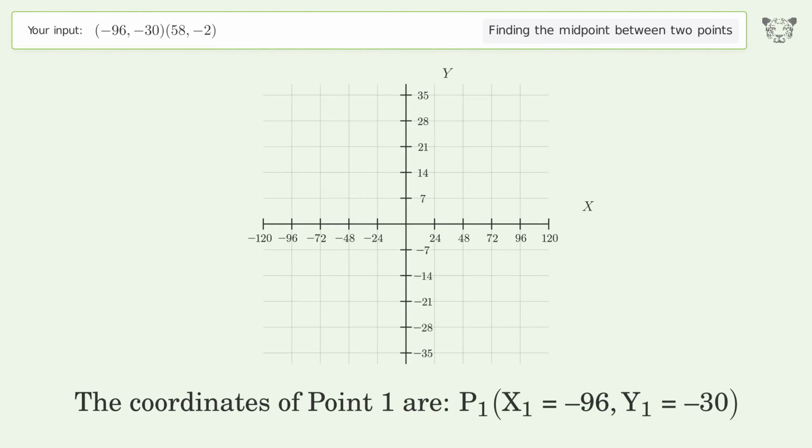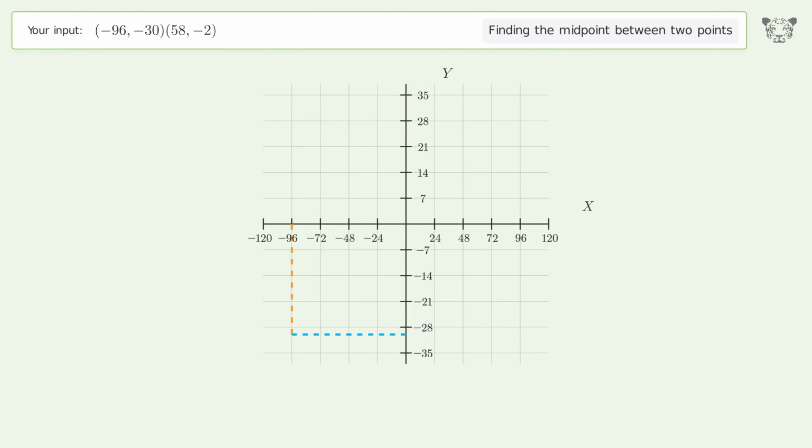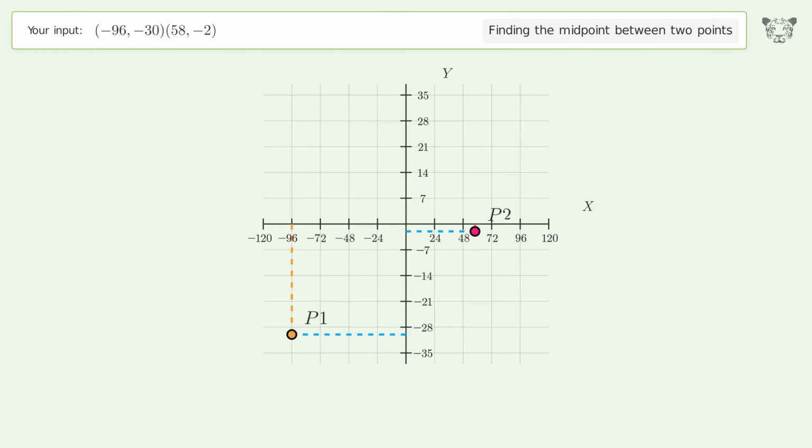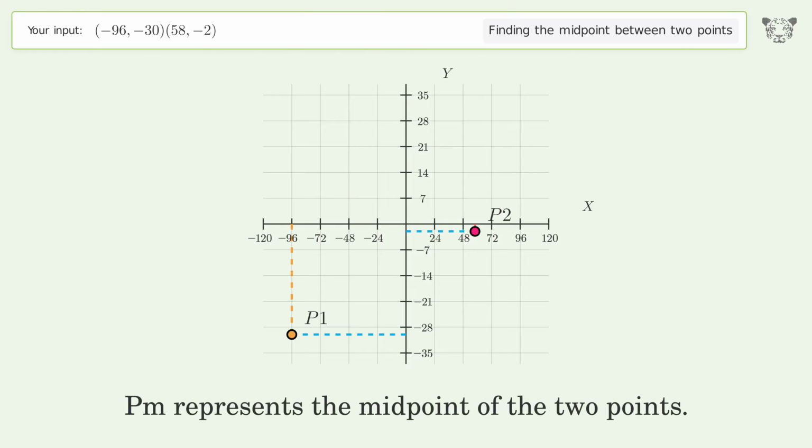The coordinates of point 1 are, x1 equals -96, y1 equals -30. The coordinates of point 2 are, x2 equals 58, y2 equals -2. PM represents the midpoint of the 2 points.